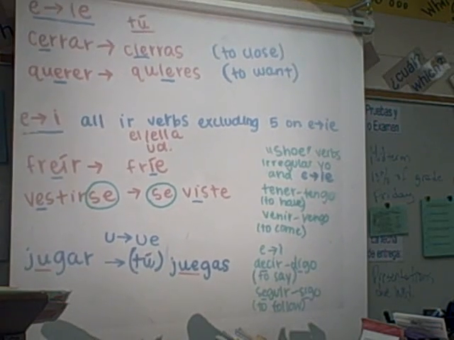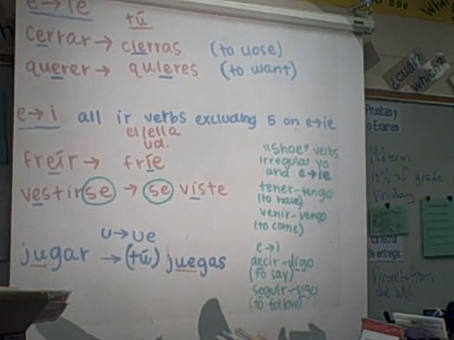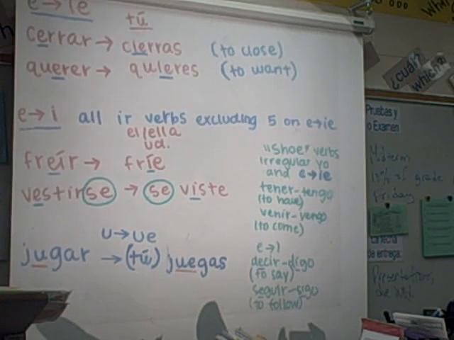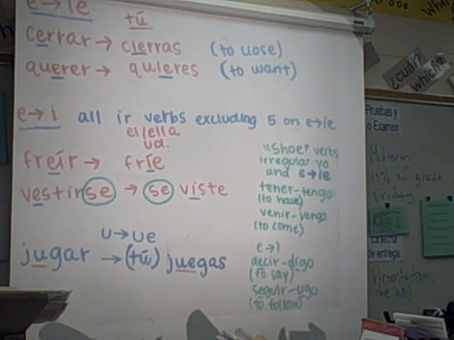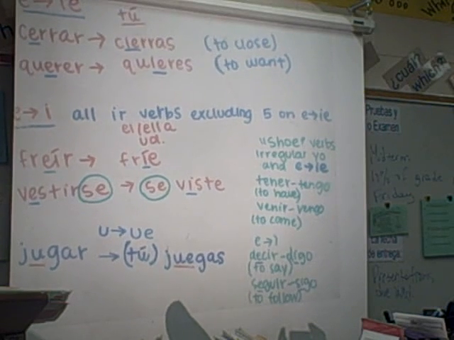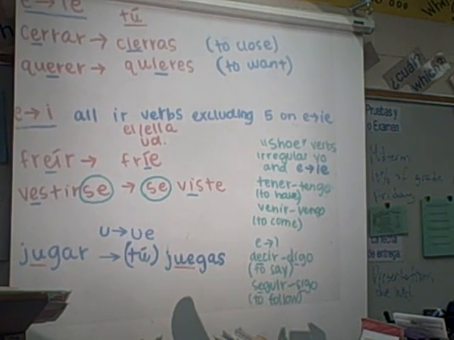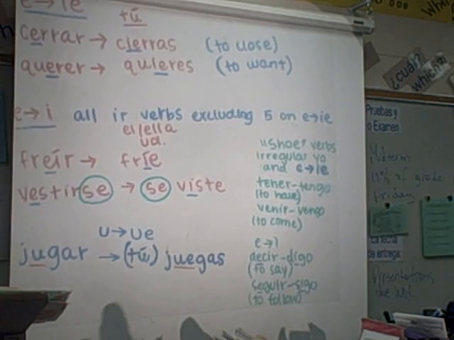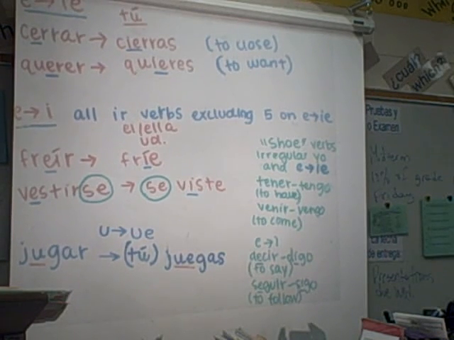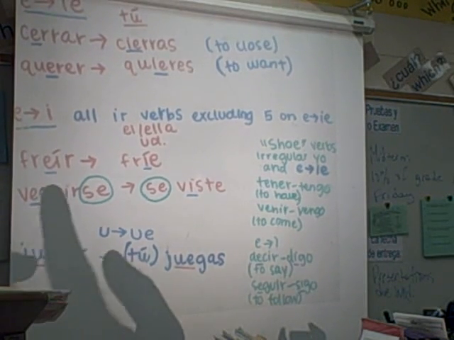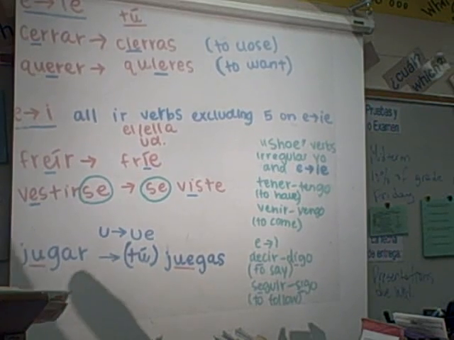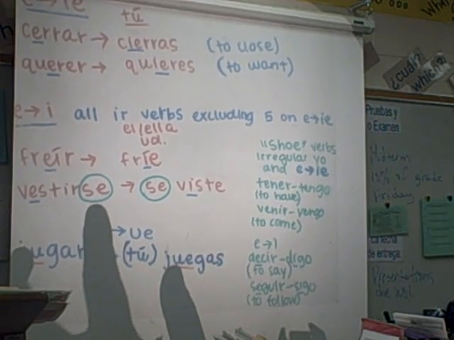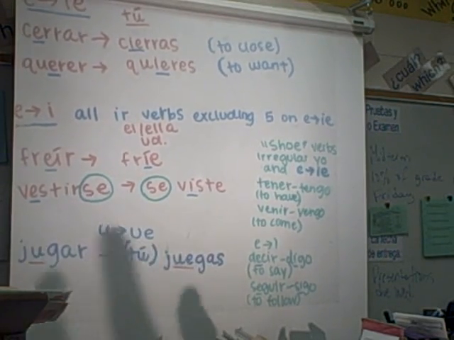And then the last one is E to I, so these are all IR verbs except for the five that are on the E to IE, which are on the chart. So for example, freír, which is to fry, and then vestirse is to dress yourself. So we changed the E to I. And for vestir, you put the se in front of it, and then the E changes to I.